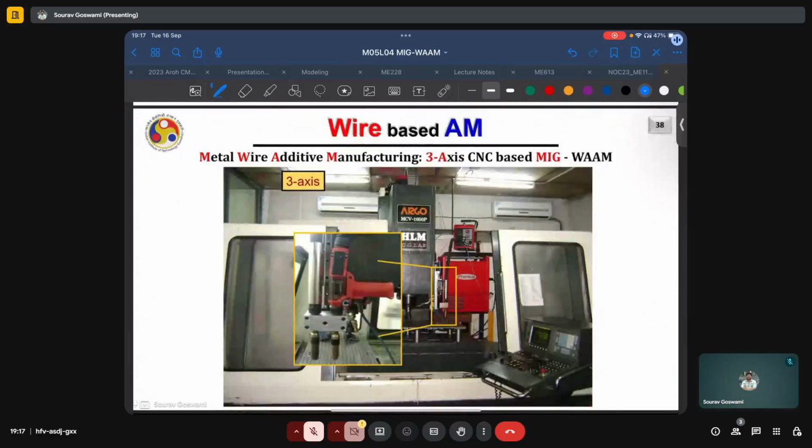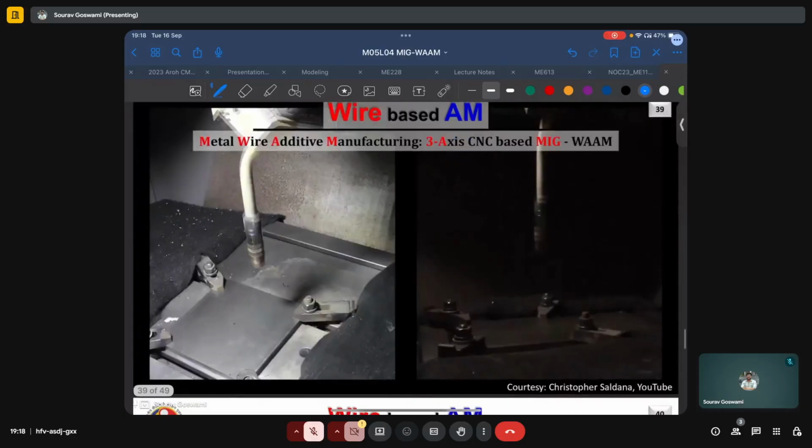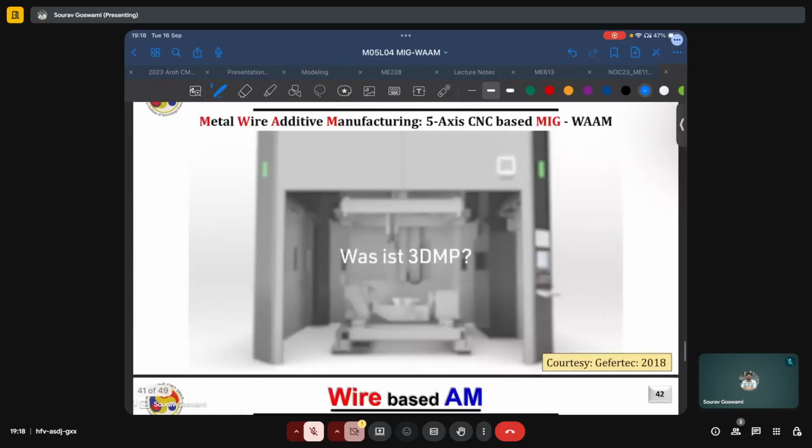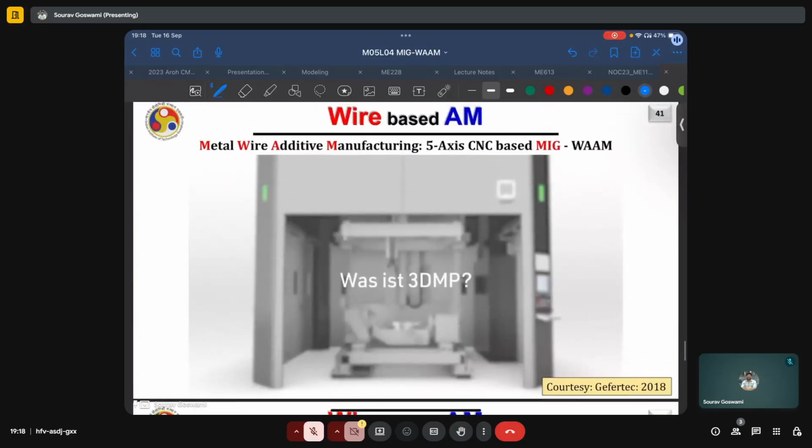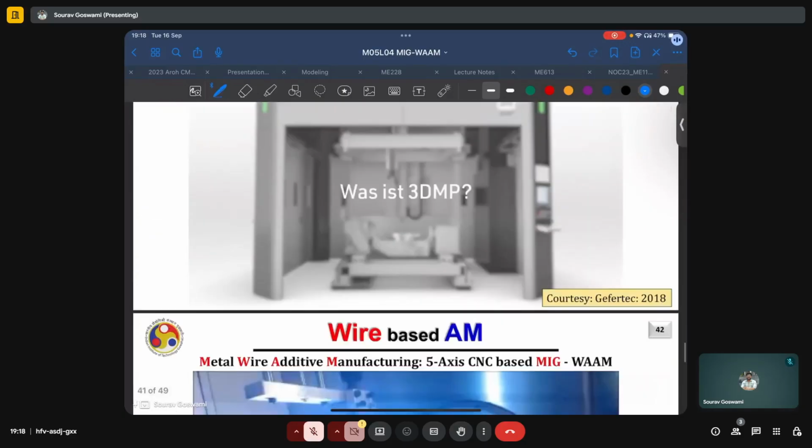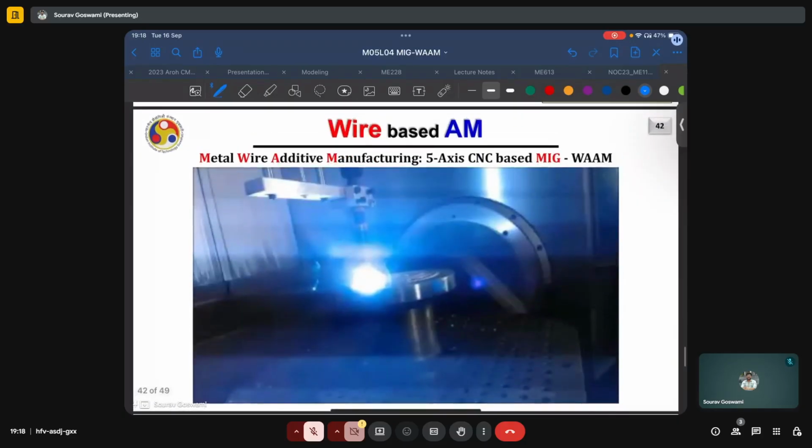Here we have a few examples of MIG-based WAAM machines, such as this one where a welding gun has been retrofitted onto a CNC machine. And we can also have 5-axis CNC-based MIG WAAM, where the need for support structures can be eliminated by tilting the table appropriately, so that the deposition head is always perpendicular to the layer which is to be printed.